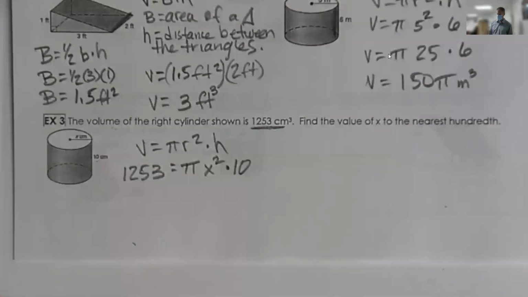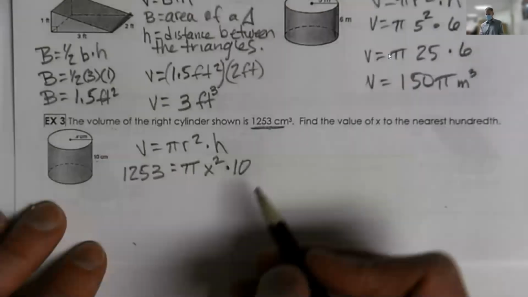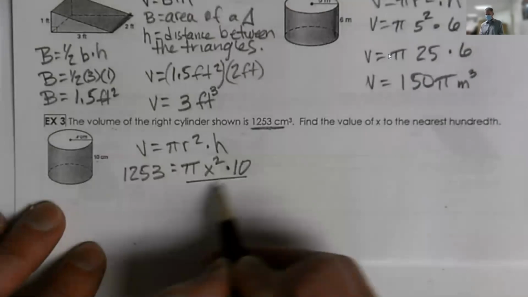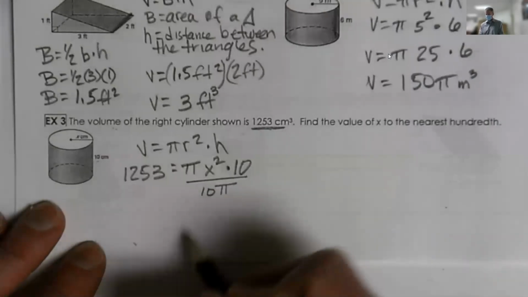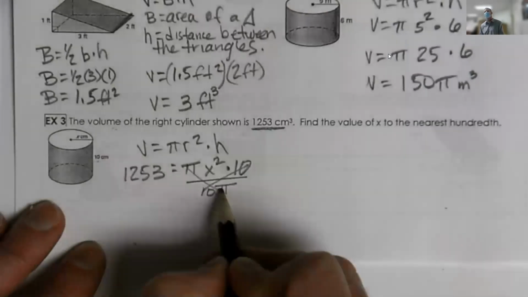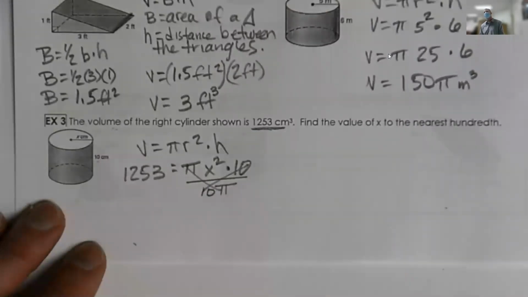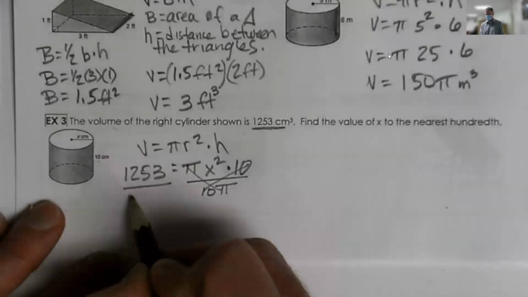So now we want to solve for the x. We want to get the x by itself. So to do that, we're going to divide by the 10 and the pi. We can do that all in one step. Divide by the 10 and the pi. We do that to both sides.